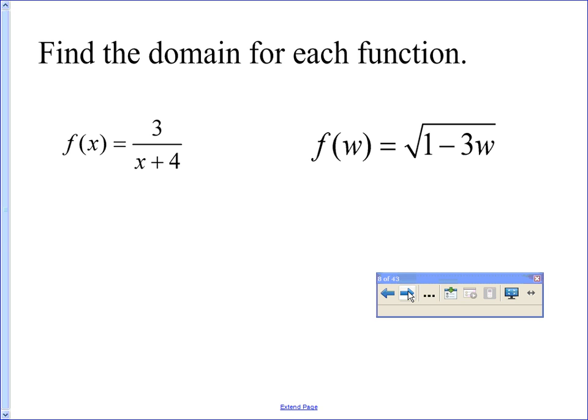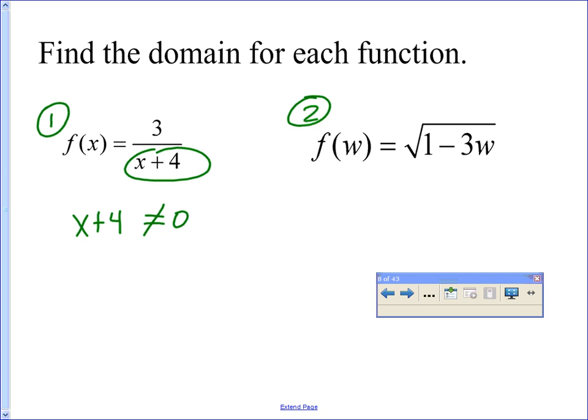So here are two examples. In the first one, we notice that we do have a problem. We don't have a radical, but we have a variable in the denominator. So you have to look at your denominator. And what do you know about the denominator of a fraction? It cannot be equal to 0. So you set whatever that denominator is not equal to 0. If we solve this, we subtract 4 from each side, and we know that x cannot equal -4. So the domain of this function is all real numbers except -4.